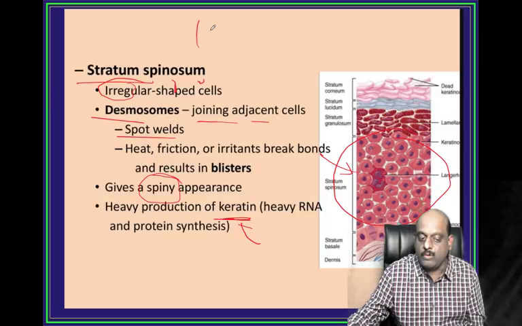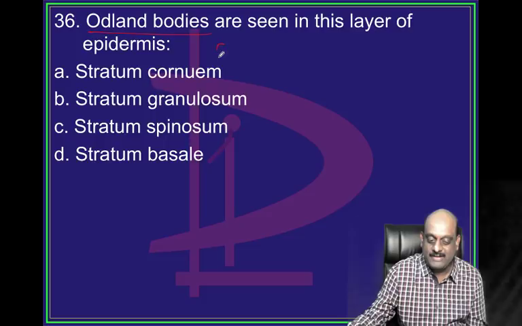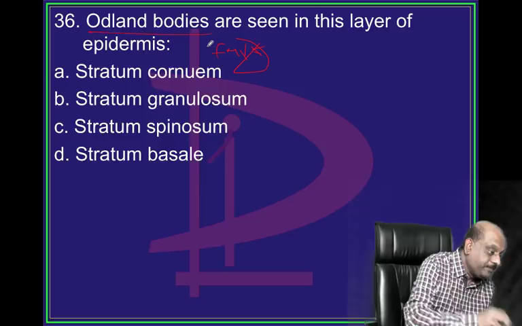So which layer produces keratin? Spinosum produces the keratin. Outland bodies. This is the favorite FMGE question, many times asked in the MCI screening test. Quickly answer, doctor.